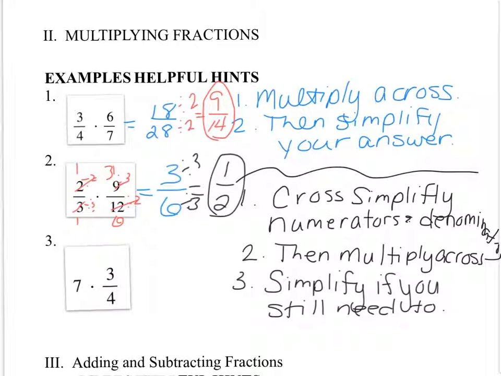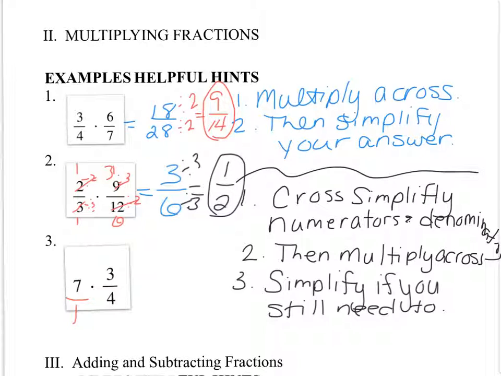Number 3 looks tricky because we have a whole number and a fraction, but really that whole number can be written as a fraction. You just put it over 1. So we really have 7 over 1 times 3 over 4. There is no cross canceling that we can do because 7 over 4 doesn't cancel, and 1 and 3 doesn't cancel, so we just have to multiply across.